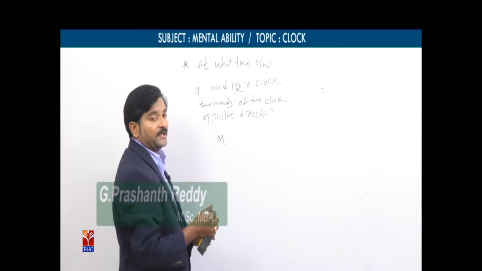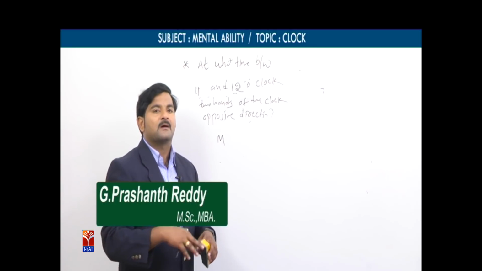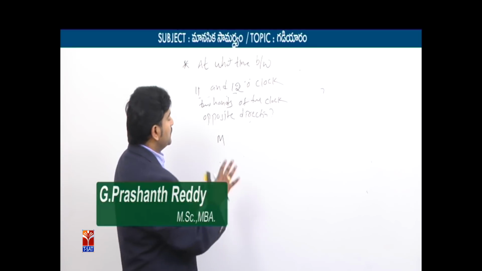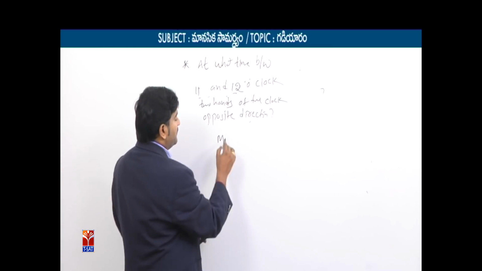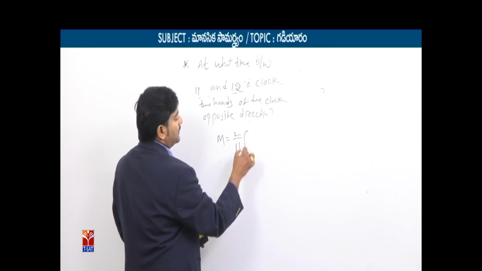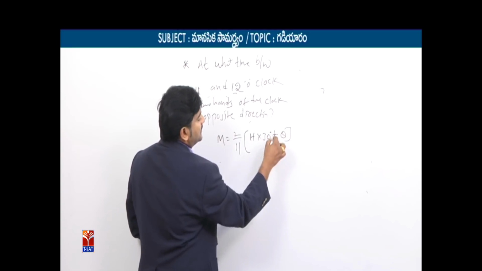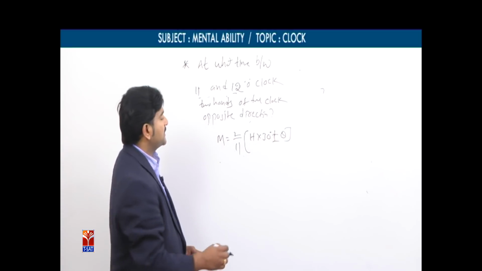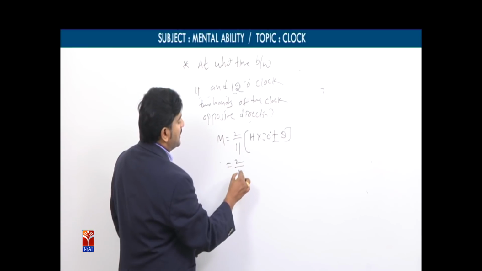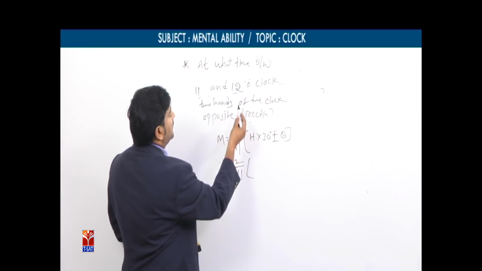The formula is the same. Luckily, in this chapter we have 5 types, and 4 types can be solved by using only this formula. That is, m is equal to 2 by 11 into h into 30 degrees plus or minus theta only. The good thing is the formula is the same. So now we will observe here 2 by 11 into, what is our starting hour?